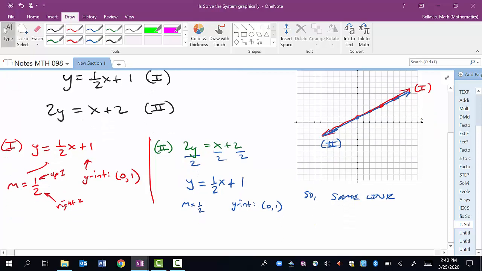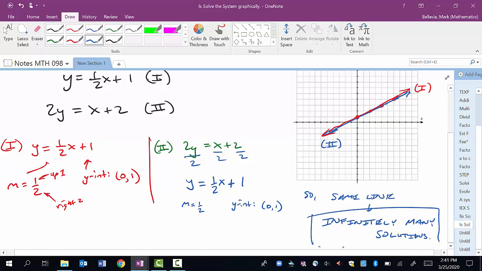So the same line, when you have the same line, well, where do these intersect? Well, they intersect everywhere for every point on one line that's also on the other line. So we say that there's infinitely many solutions. You can recognize that right away if there's the same line here, and you could probably tell me there's infinitely many solutions as soon as you got into the second line of the y equals mx plus b form.